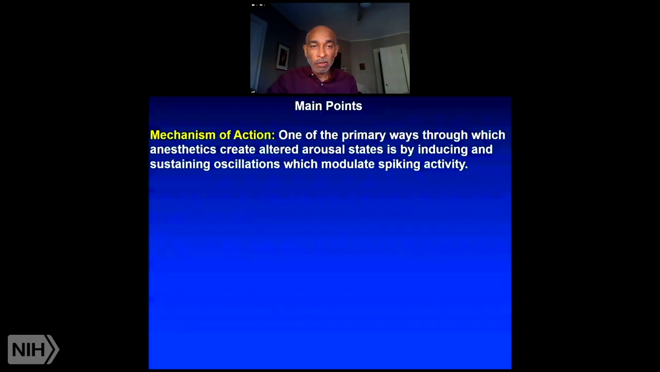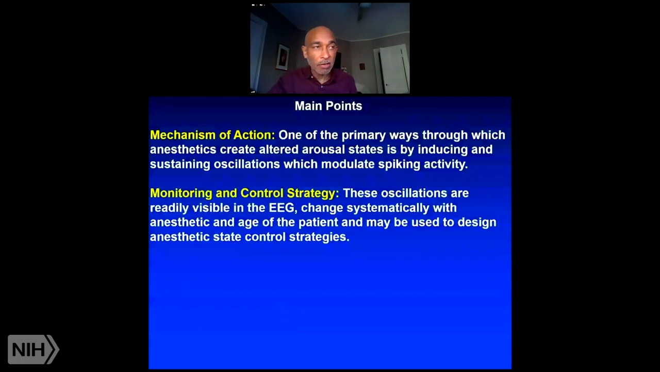It's often said it's not clear how anesthesia works, and we think that nothing could be further from the truth. I'm going to show you that in just a few seconds. Anesthetics work by creating oscillations, and the oscillations alter arousal. They induce oscillations, and these oscillations, I'm going to show you based on recent non-human primate work, modulate very dramatically the spiking activity of neurons across the entire brain. These oscillations are very easy to see in the EEG.